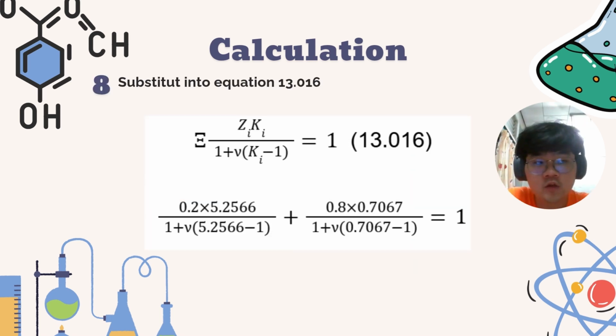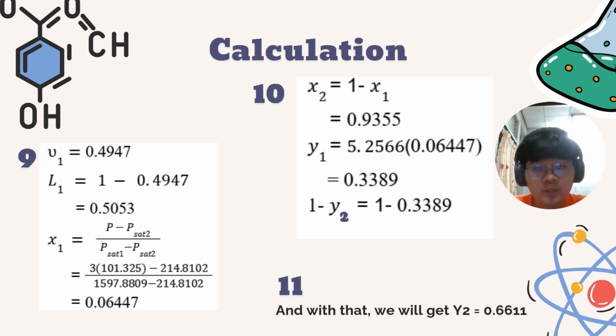Okay, next, after finding the K value of the propane and ethane, we substitute into equation 13.0116, which is the summation of Zi times Ki minus 1 over 1 plus V times Ki minus 1 equals 0, where Zi is the molar fraction of the substance in the mixture, Ki is the K value of the substance, and V is the molar fraction of the mixture that will be vaporized to vapor. After we calculate, V, which is mole of vapor, equals 0.4047 mole. And we know that the sum of mole of vapor and mole of liquid will equal 1. So using 1 minus mole of vapor, we get the mole of liquid is 0.5053 mole.